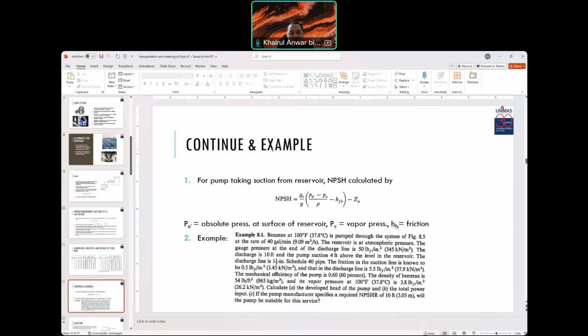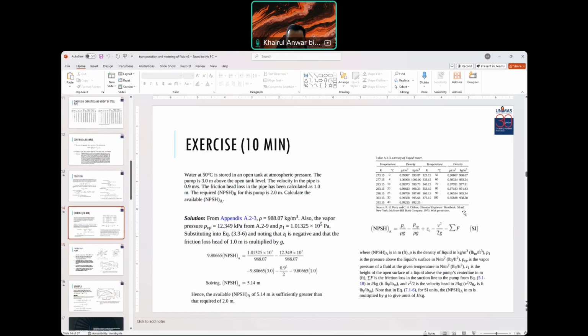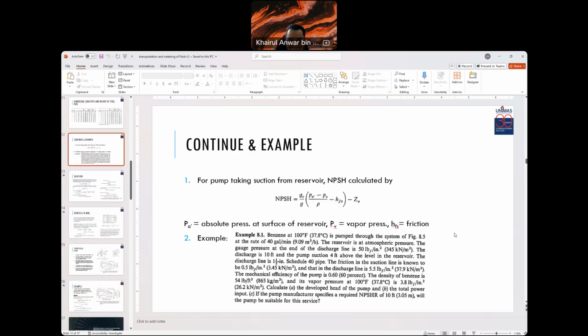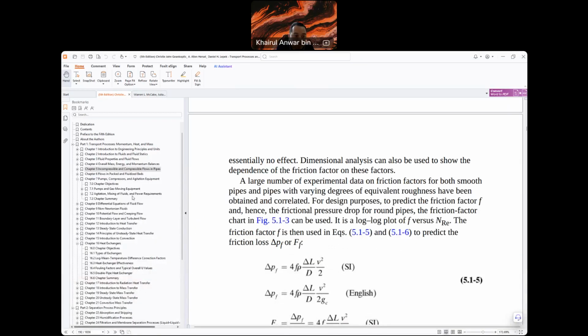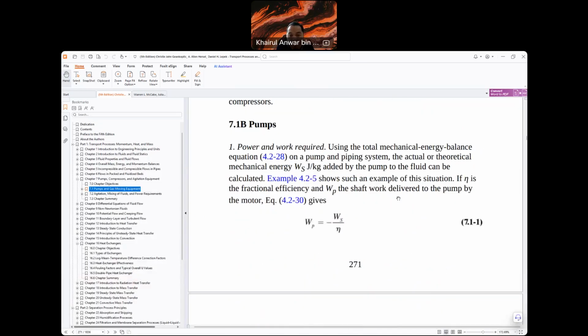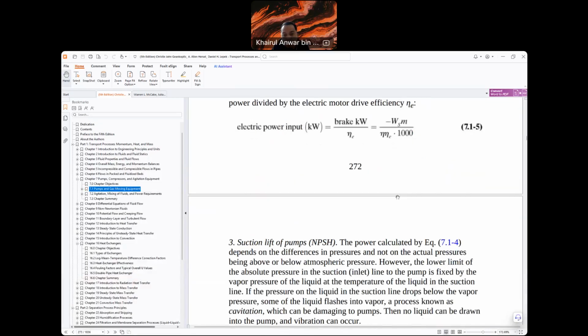Continue. Example. For a pump taking suction from a reservoir, NPSH available is the NPSH produced: PA prime minus PV over rho minus HFS minus ZE. Okay, thank you very much. Yeah, that's enough.